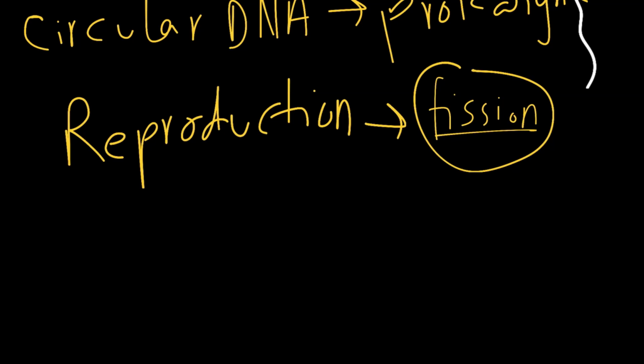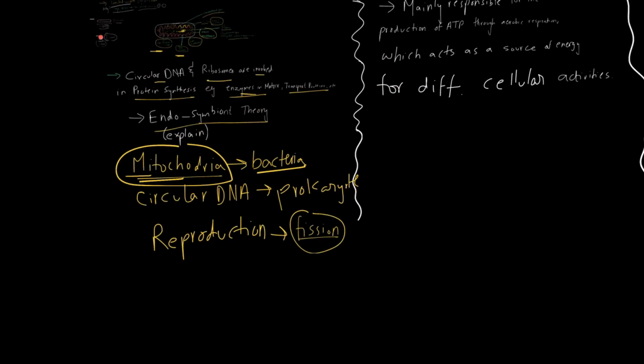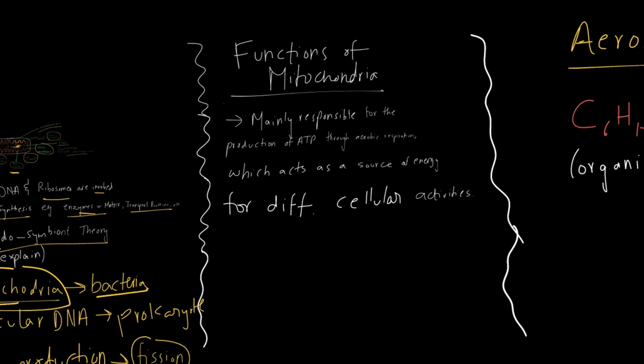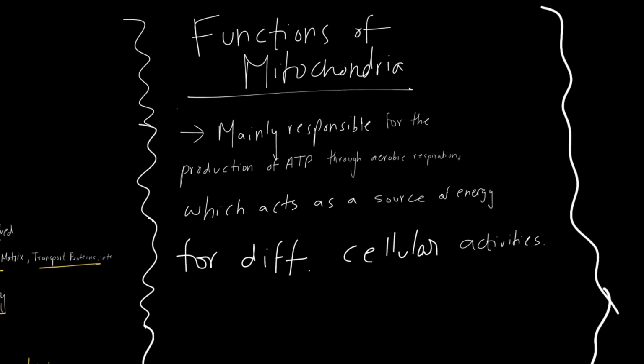And the third proof is that it has a double membrane, and usually all bacteria have a double membrane. So it states that mitochondria were once two bacteria, and over time they developed into what we know as mitochondria today. So this is what the endosymbiont theory is. Moving on to the functions of mitochondria, one of the most important parts.